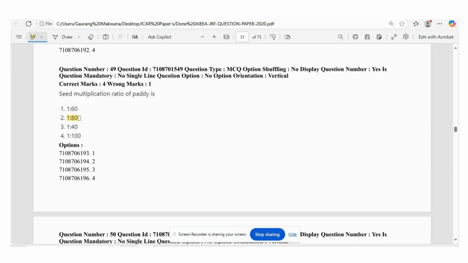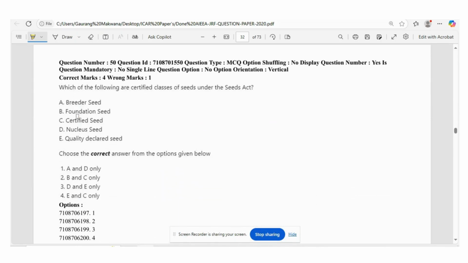Now, which of the following are certified classes of seed under the Seeds Act? So the foundation seed and the certified seed, those two are the mandatory ones. As per the Seeds Act 1966, India's certified classes of seeds are those that are officially recognized and go through the certification process to ensure quality and genetic purity. So foundation seed is produced from the breeder seed, and certified seed from the foundation seed. So, here we completed.